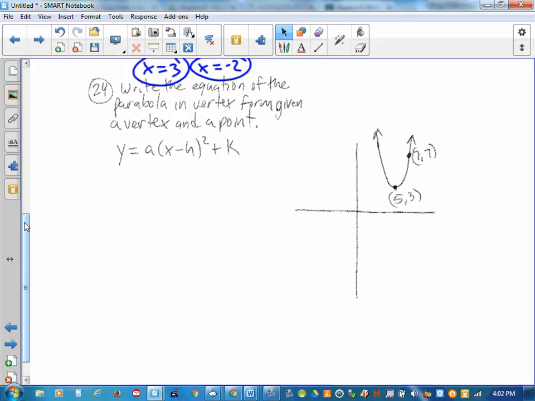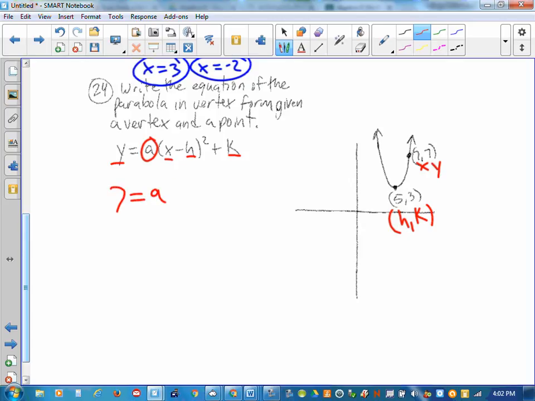The vertex is h and k. So there's an h, there's a k. My x and y point is 7, 7. So I know y, x, h, and k. I have to solve for a, and then I can write the equation of the parabola. So y is 7. a is unknown. x is 7. h is 5. And k is 3.